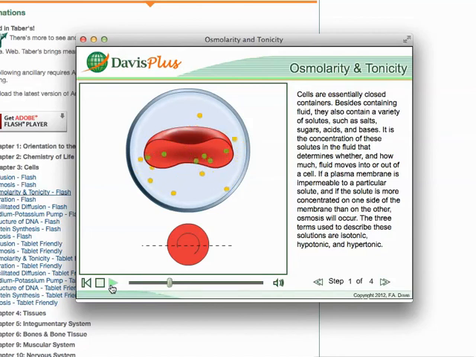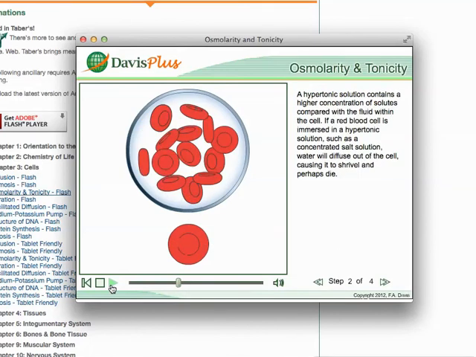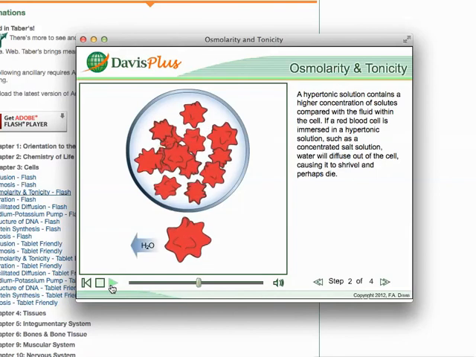The three terms used to describe these solutions are isotonic, hypotonic, and hypertonic. A hypertonic solution contains a higher concentration of solutes compared with the fluid within the cell. If a red blood cell is immersed in a hypertonic solution, such as a concentrated salt solution, water will diffuse out of the cell, causing it to shrivel and perhaps die.